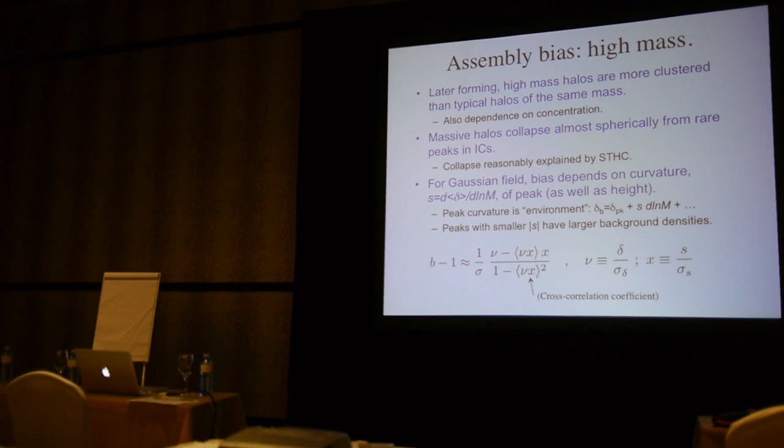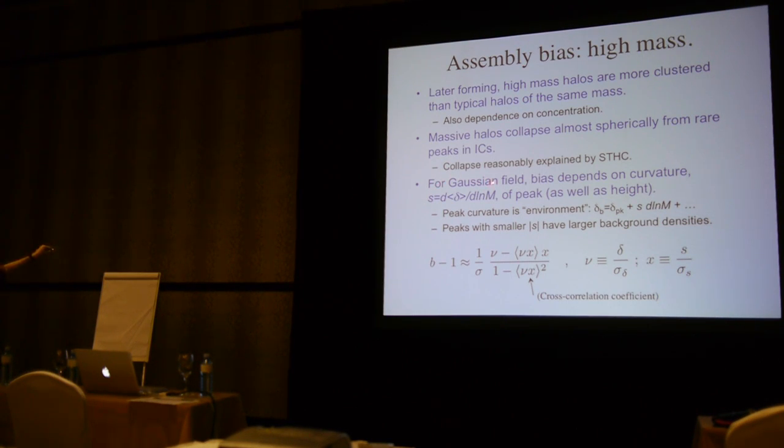It turns out that concentration of halos also depends on when it formed, and so this statement is often framed not in terms of formation, but in terms of concentration, but I'll deal with it in terms of formation time. It turns out that very massive halos collapse almost spherically from the extremely rare peaks in the initial conditions, and this was known even by Zel'dovich back in the 70s. And that means that this collapse is reasonably explained by the spherical top hat collapse model, which is a famous model you can find in almost all undergraduate textbooks on cosmology.